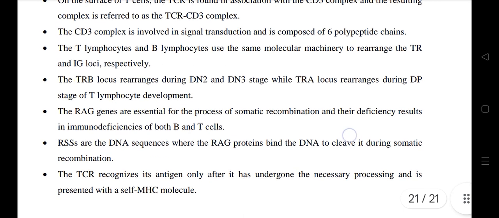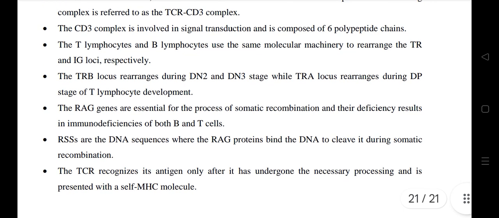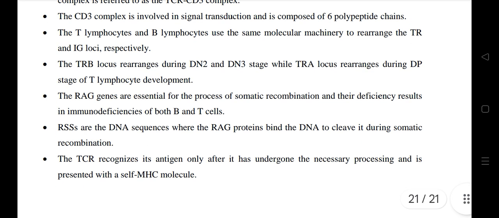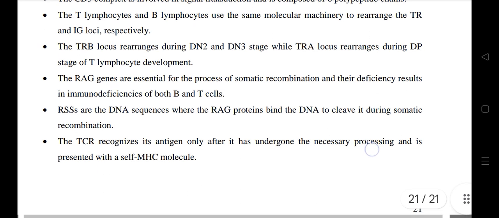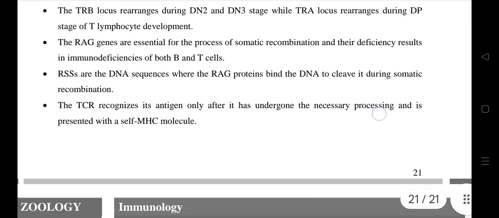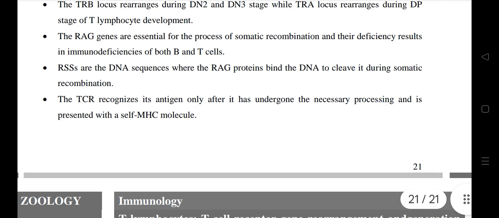The RAG genes are essential for the process of somatic recombination, and their deficiency results in immunodeficiencies of both B and T cells. RSS are the DNA sequences where the RAG proteins bind the DNA to cleave it during somatic recombination. The TCR recognizes its antigen only after it has undergone the necessary processing and is presented with a self-MHC molecule.